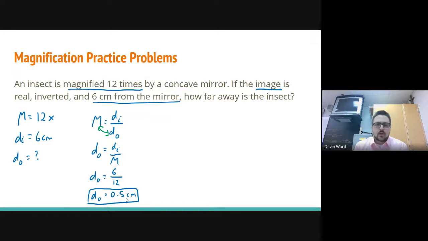Okay, so that's it for today. There's a worksheet that'll help you practice your ray diagram and I think magnification calculations. But if you have trouble with any of those, we'll have some more time to do everything on Friday.